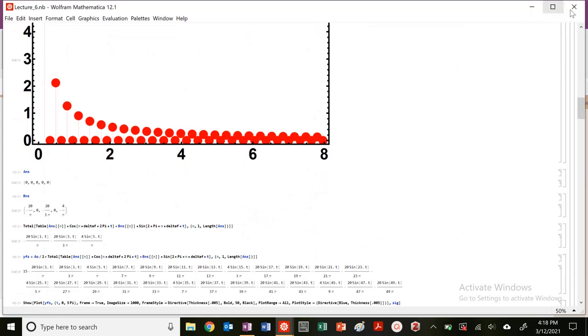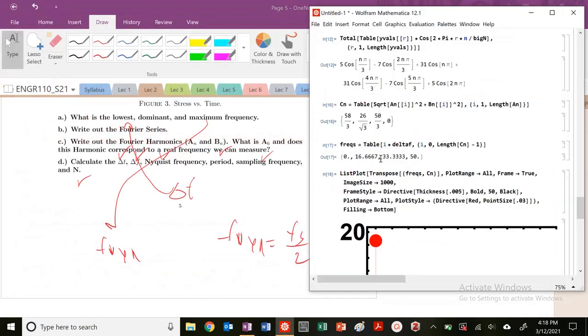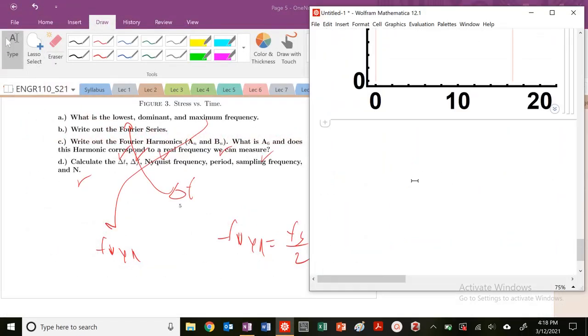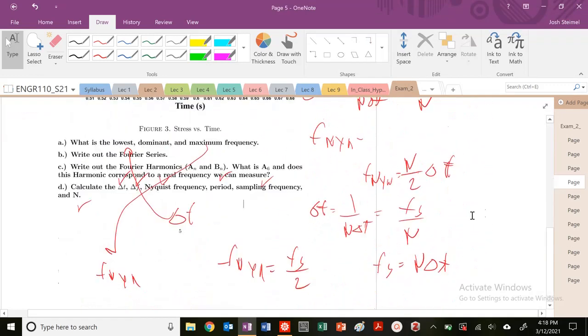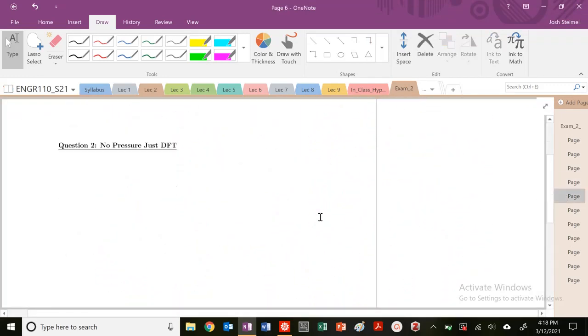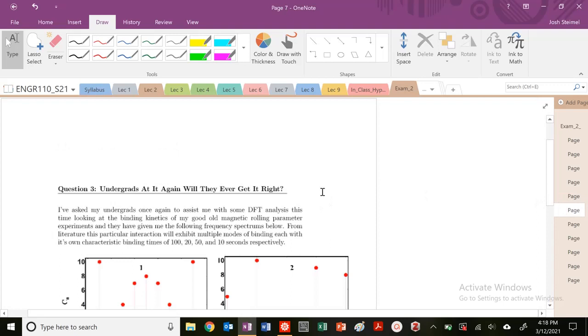Let me get rid of this one, we don't need it anymore. If I want to look at my freqs, say the third value here, it's 33.3. The maximum frequency I already know. And that's pretty much it. That's all this question asks for, so you've already aced it. That's the question on the exam that I think people are going to do very well on.